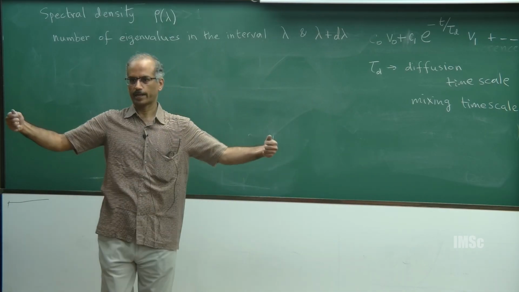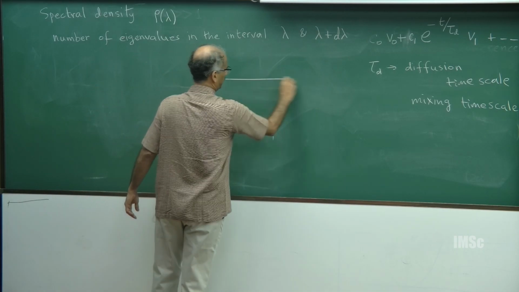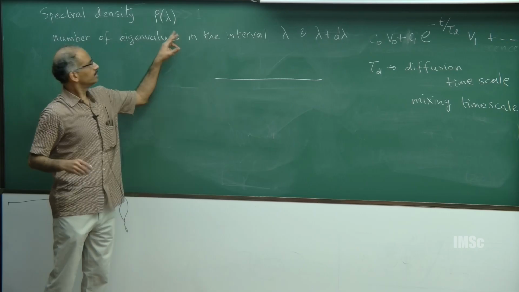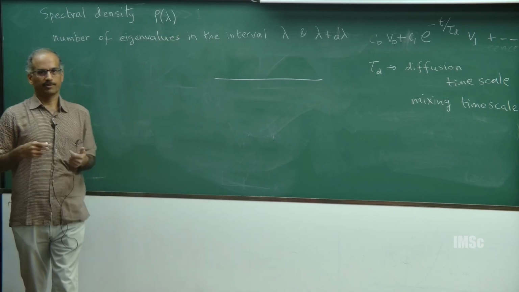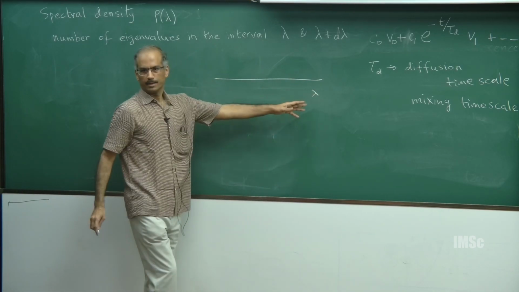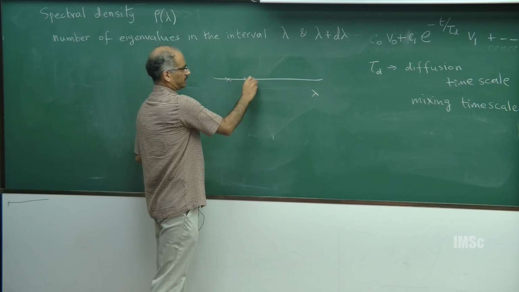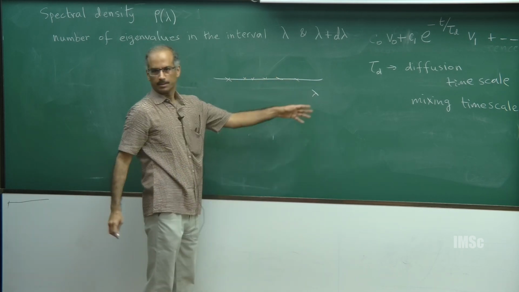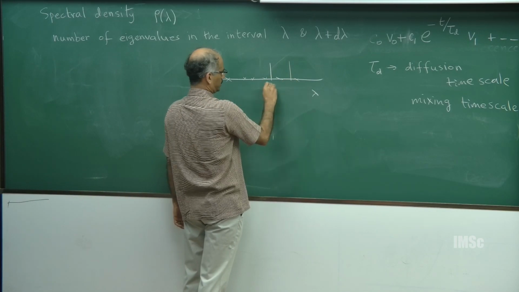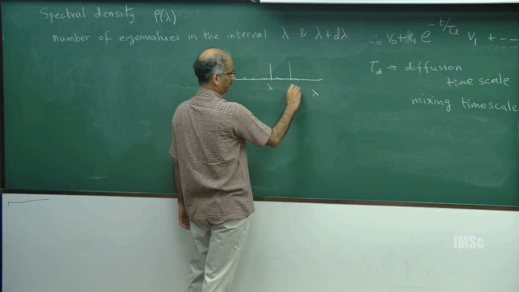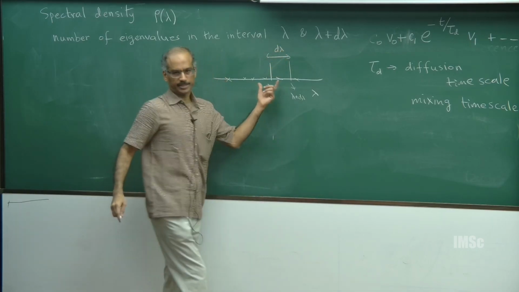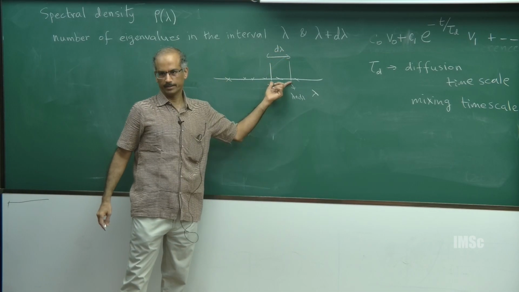So, in other words, you have your eigenvalue axis. To get an understanding of this, you can for the moment assume that the eigenvalues are all real, coming from an undirected network, and they are distributed over this axis. Now I define this as lambda and this as lambda plus d lambda, and this width is d lambda. We are asking the question: how many eigenvalues will lie in this interval?